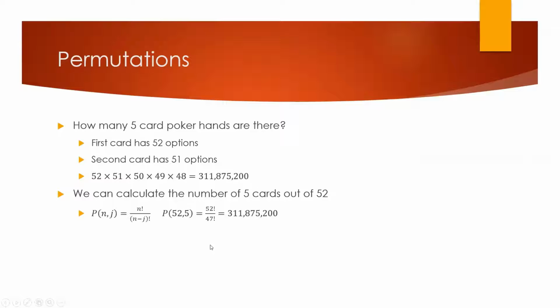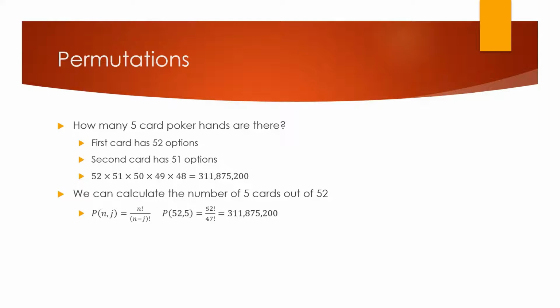And if we look at this, this would be 52 times every number below it, divided by 47 times every number below it. So the 47 all the way down to the 1 are going to cancel out. And what we're left with is 52 times 51 times 50 times 49 times 48. So this is the same thing as we have up here, just a bit more concise.